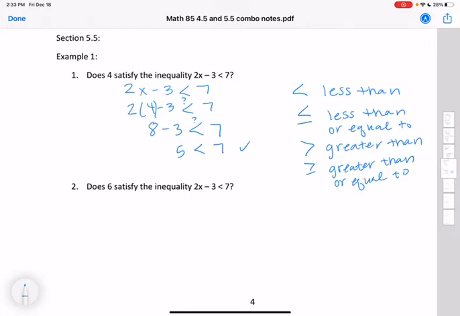I don't know if they still do it now, but when I was in school, they told us that was like an alligator mouth, and the alligator was hungry and would eat the bigger number, right? So here we can see that the 7 is being eaten by the alligator, right? So 7 is bigger than the 5. So we have 5 is less than 7. Try the next one. Tell me if you think 6 satisfies that inequality. Okay, so go ahead and try it. Come back when you're ready.